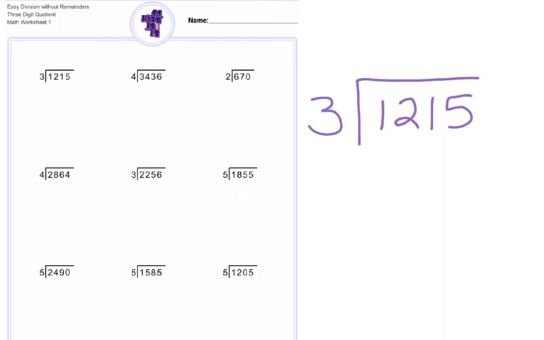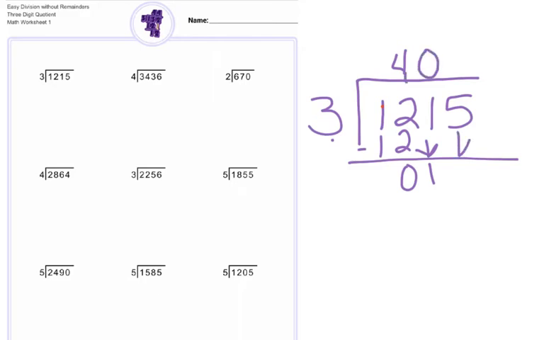We're going to say 3 cannot go into 1 because it's bigger than 1. 3 can go into 12. So we know that 3 times 4 is equal to 12, and we're going to subtract. 12 minus 12 is 0. Bring down your 1. Well, 3 cannot go into 1. So up on our line, we're going to say 3 can go into 1 0 times. We put down our 0, bring down our 5. And we know that 3 can go into 15 5 times, because 3 times 5 is equal to 15. And 15 minus 15 is equal to 0. So your answer for number 1 is 405.